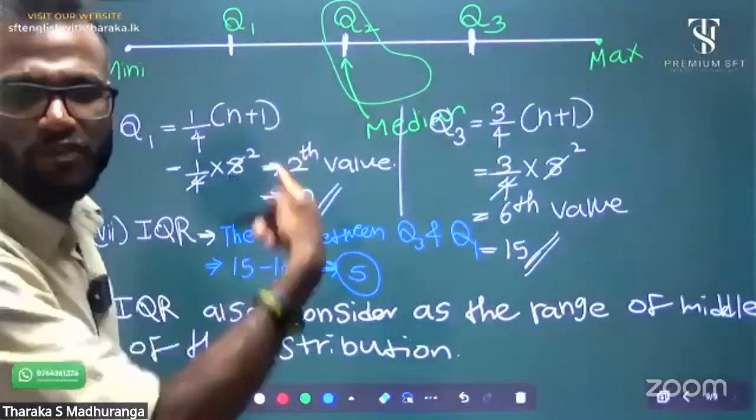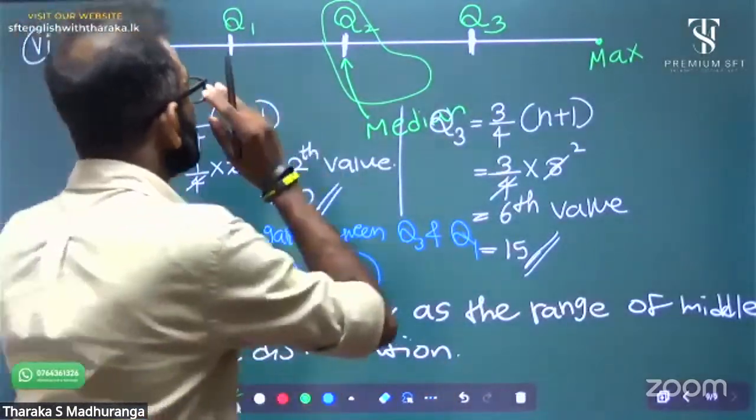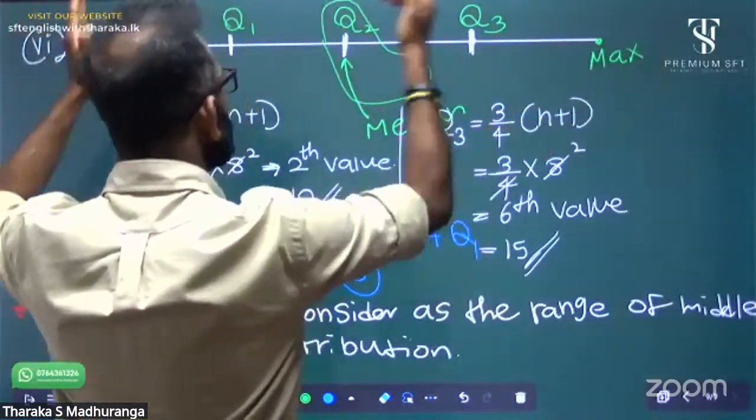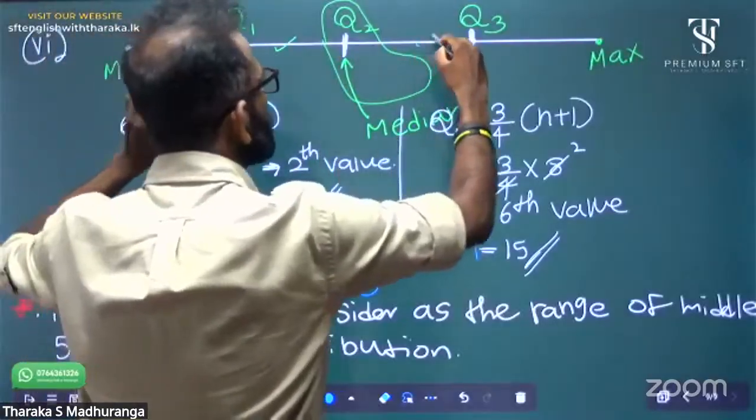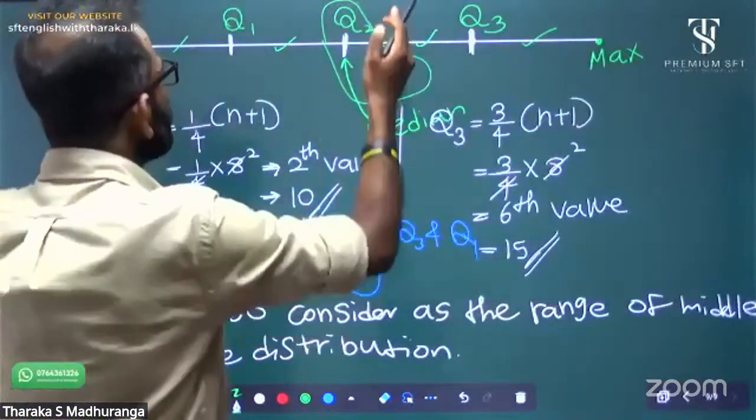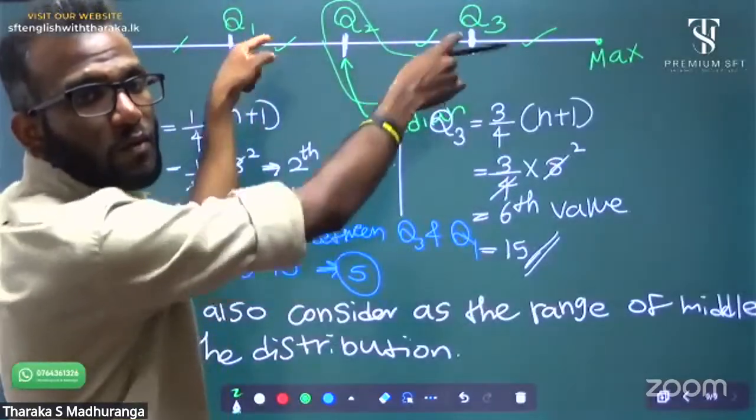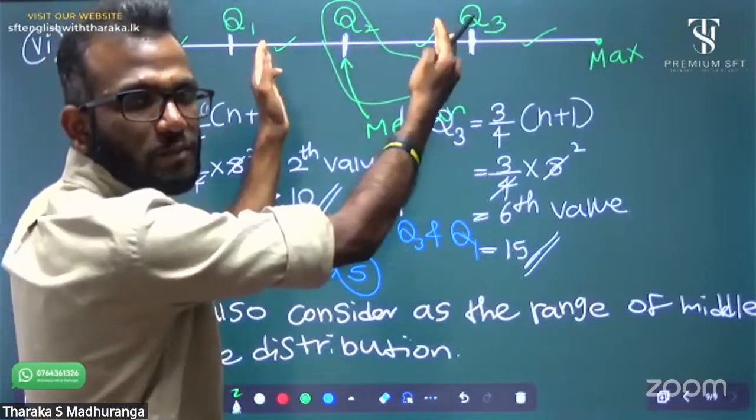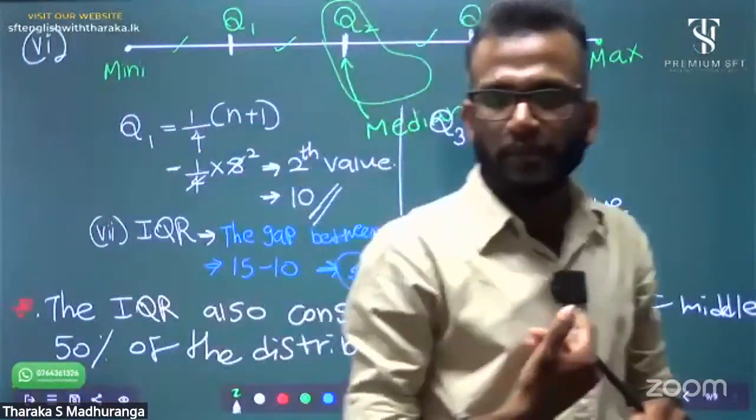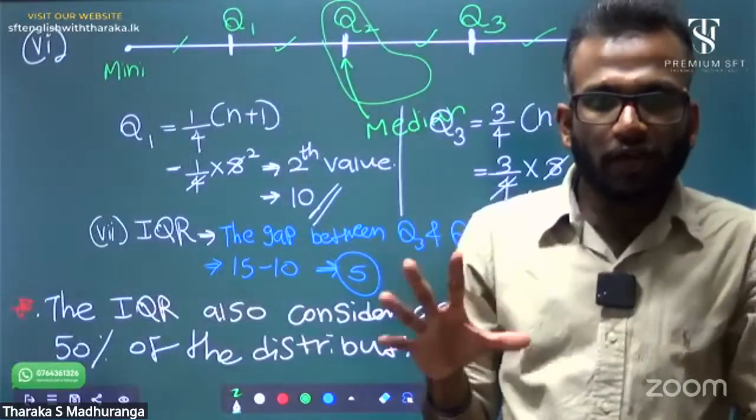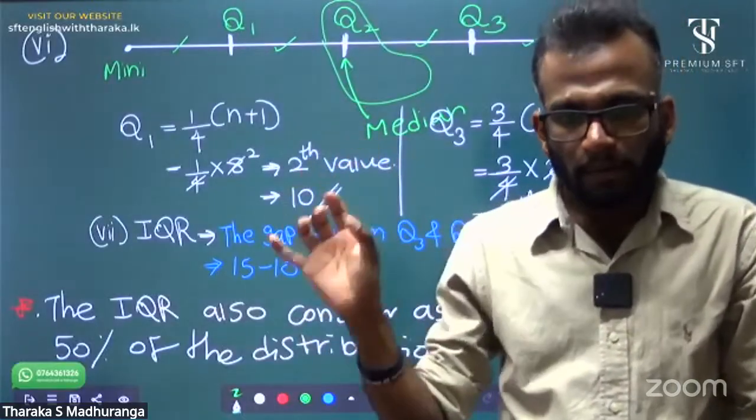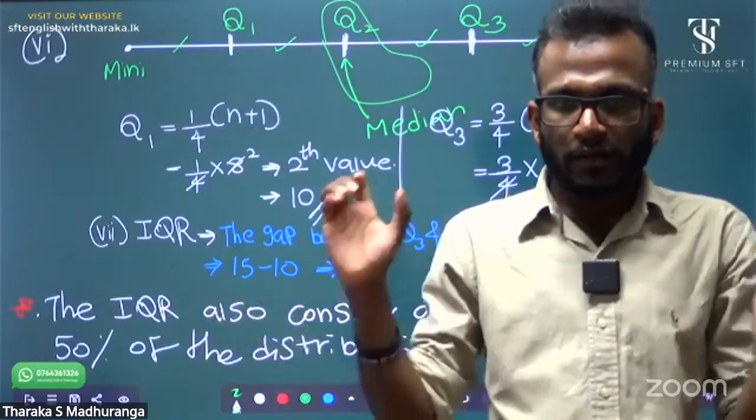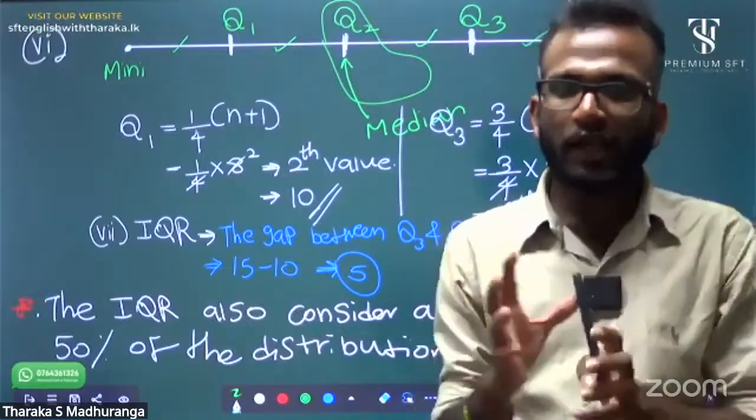Why do we call it middle 50%? Think of this as the entire distribution. How many parts? 1, 2, 3, 4 parts. If you take the interquartile range, how many parts? Only 2. It's only 50%, no? Overall 4 parts. Remember, the interquartile range is also considered the range of the middle 50% of the distribution.